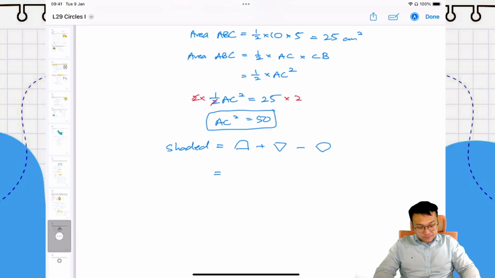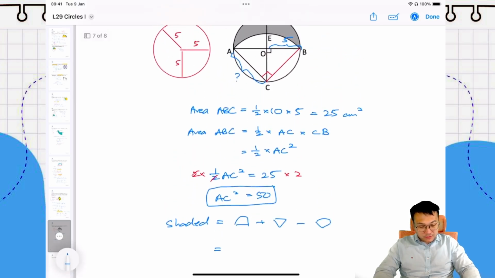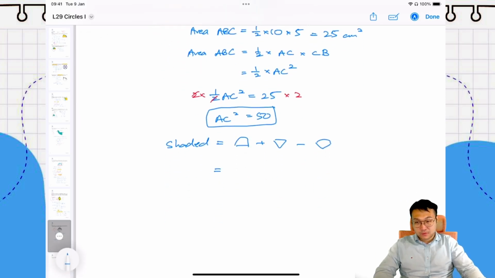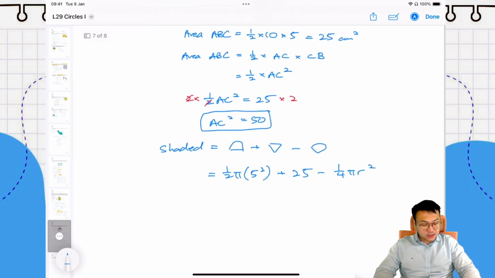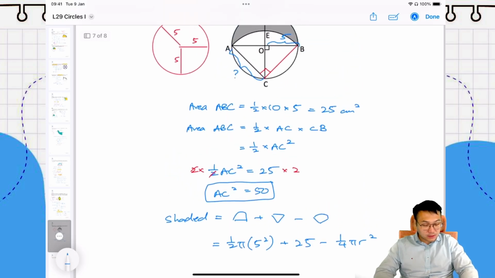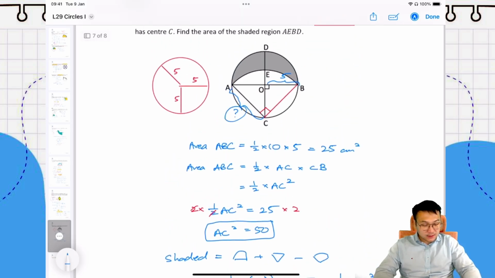We already know that the radius of the semicircle is 5. So if you want to find the area of the semicircle, we just take half times pi times the radius squared, half pi r squared, plus the area of the triangle, which we have already found, minus the area of the quadrant. The quadrant is 1/4 of a circle. What is the radius of the circle? The radius of the quadrant is AC.